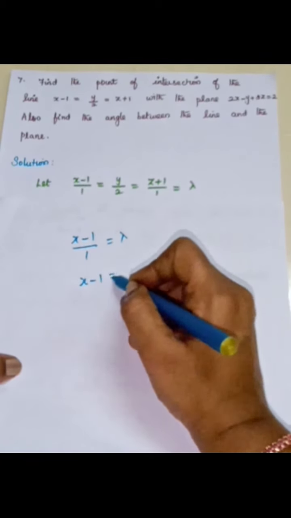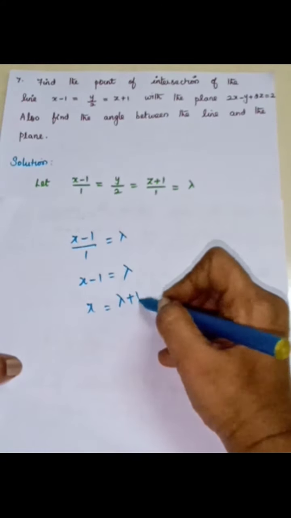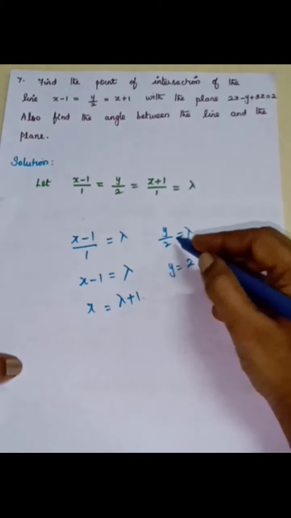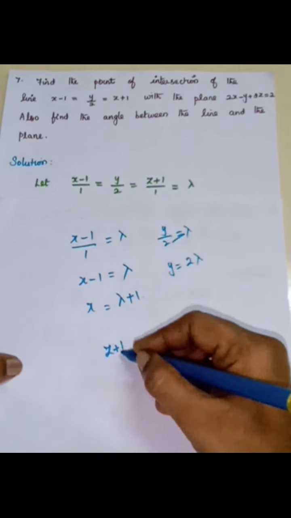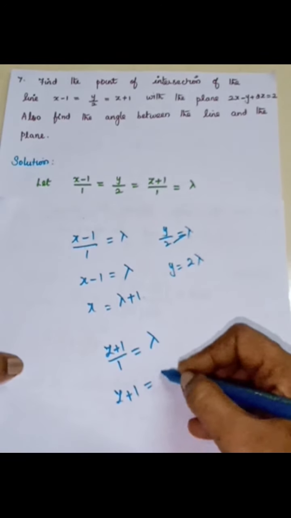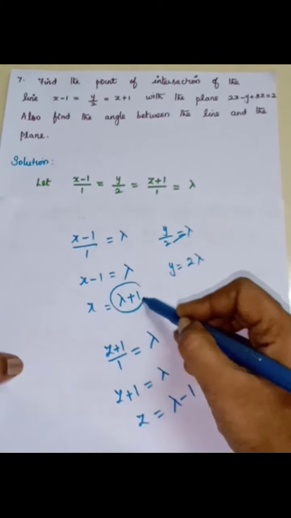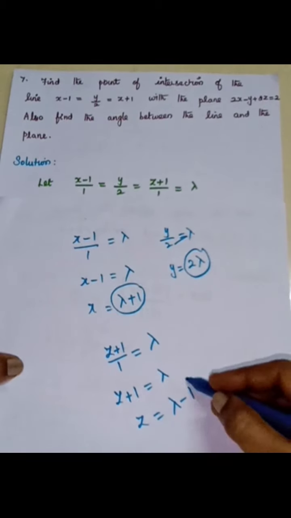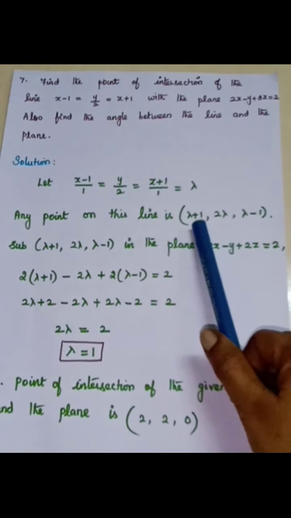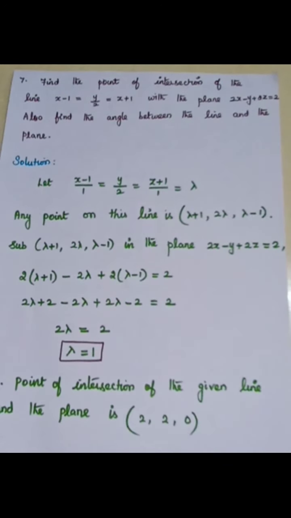So x minus 1 is equal to 1 into lambda, which is lambda. So what is x? x is equal to lambda plus 1. And take y by 2 is equal to lambda, so y is equal to 2 lambda. And the next one, z plus 1 by 1 is equal to lambda. If you cross multiply, z plus 1 is equal to 1 into lambda, so z is equal to lambda minus 1. So your x is lambda plus 1, y is 2 lambda and z is lambda minus 1. Therefore, any point on this line is of the form lambda plus 1, 2 lambda, lambda minus 1. So we have found the values of x, y, z.